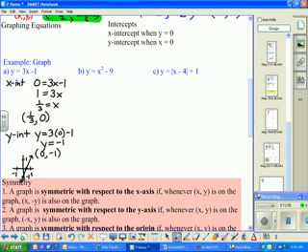You can also make an xy table. So if I substitute -1 into the equation for the x, I have -3 minus 1, which is -4. 0 we've already found to be -1. Substitute in 1. 3 times 1 is 3, minus 1 is 2. And you'll also notice that the y values are increasing by that slope of 3. So -4 plus 3 is -1 plus another 3 is the 2.